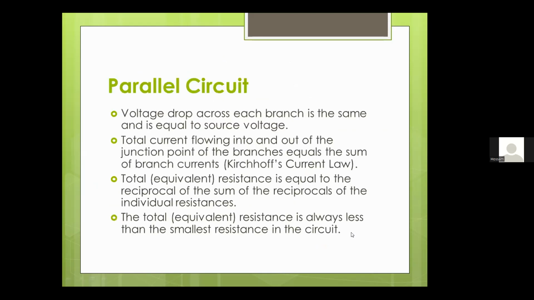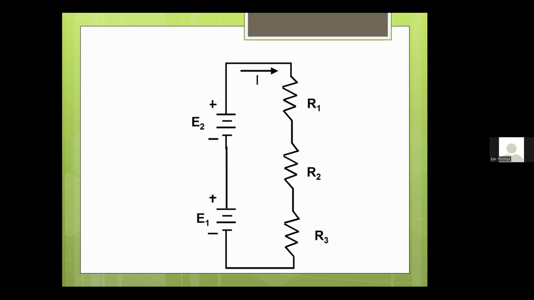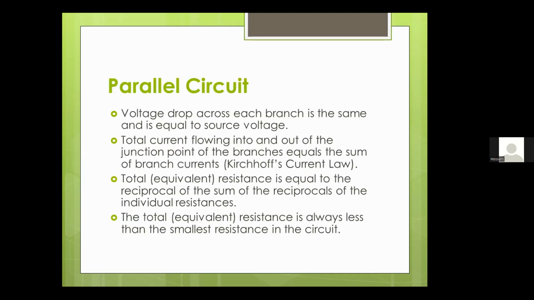In the parallel circuit, the voltage drop across each branch is the same and is equal to the source voltage. So in the parallel circuit, the voltage is constant, but in the series circuit, the current is constant. In the parallel circuit, the total current flowing into and out of the junction point of the branches is equal to the sum of the branch currents. That's Kirchhoff's current law. The total resistance is equal to the reciprocal of the sum of the reciprocals of the individual resistances. So the total resistance is always less than the smallest resistance in the circuit.